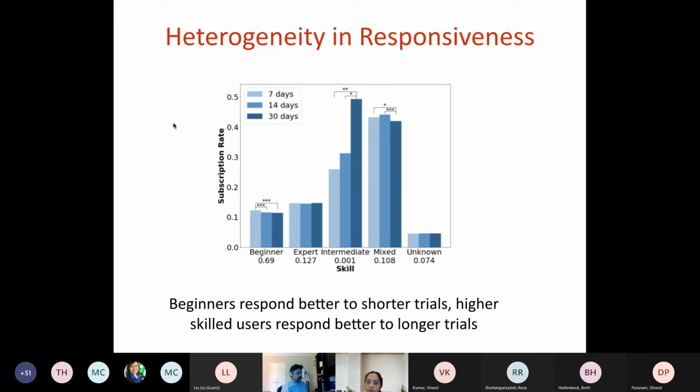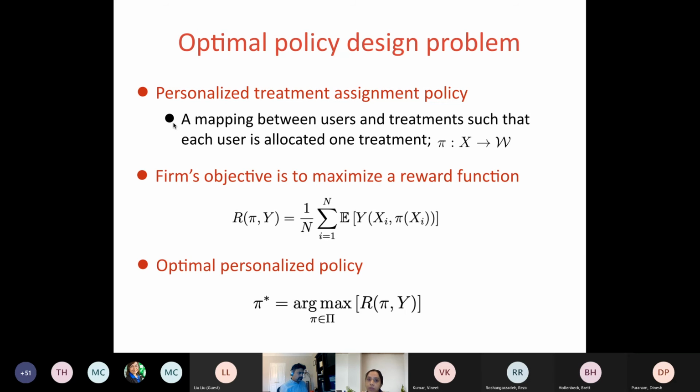So we do see some heterogeneity in how people are responding to trial length based on, for instance, skill. And this is also true for other demographic variables. I'm just showing you one snapshot of the data. So given that there is some suggestion that there might be benefits to personalization, we want to now think about how we would do this. I'm sharing this high-level view of this optimal policy design problem.